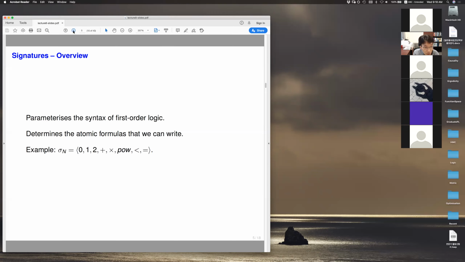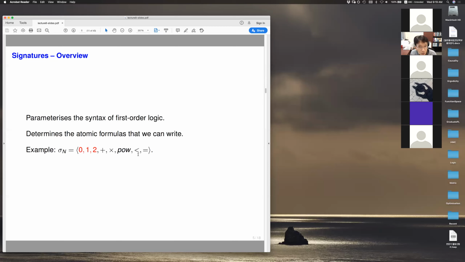So here's one example signature. This is a signature for number theory. In that signature, we have a bunch of tuples. These are the syntax, okay? It doesn't mean anything. It says we have a symbol 0, symbol 1, symbol 2, symbol plus. Plus doesn't necessarily mean actual plus, who knows? It's just a symbol plus, symbol multiplication, symbol power, and so on. So we have a bunch of symbols.